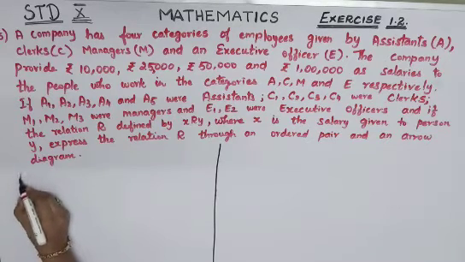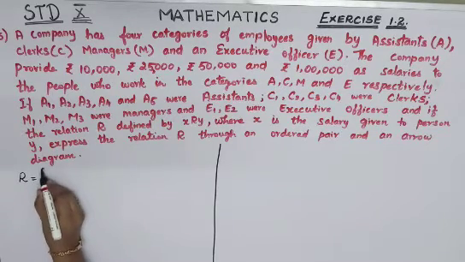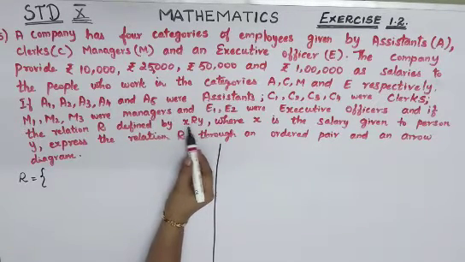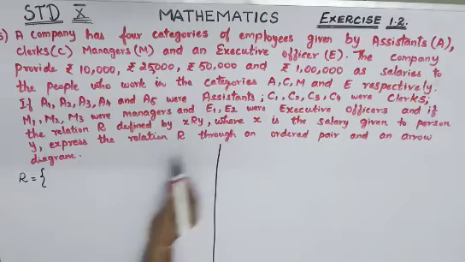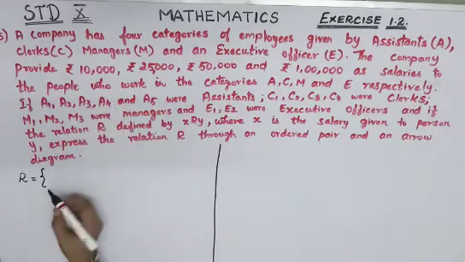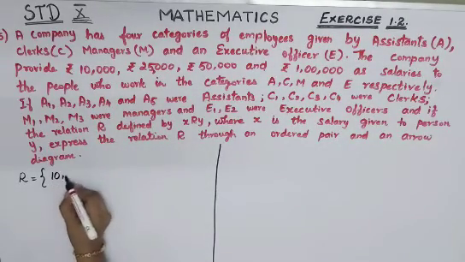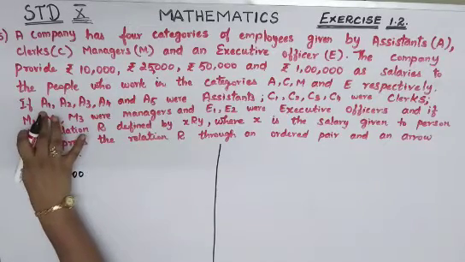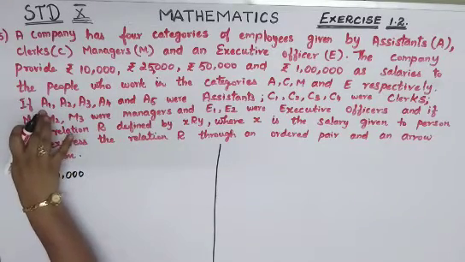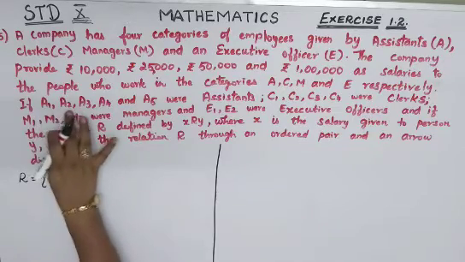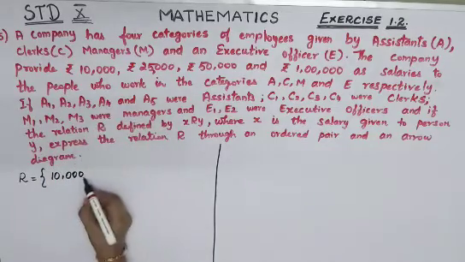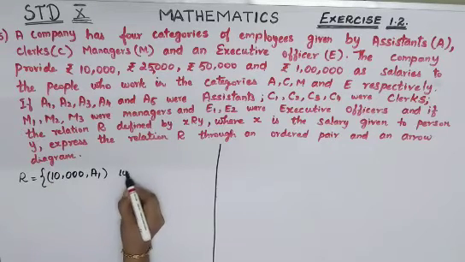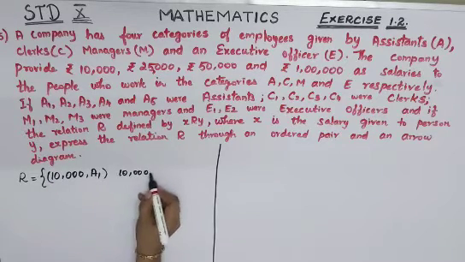So ordered pair R, we'll write it. For that they have given you the condition, it is X related to Y. X is your salary and Y should be a person. So X salary, first salary is 10,000. So to whom all 10,000 is paid, we'll have to check it. 10,000 starting with A, that is your assistants are paid 10,000. So A1, A2, A3, A4, A5. So 10,000 with A1. Then the same 10,000 with A2.